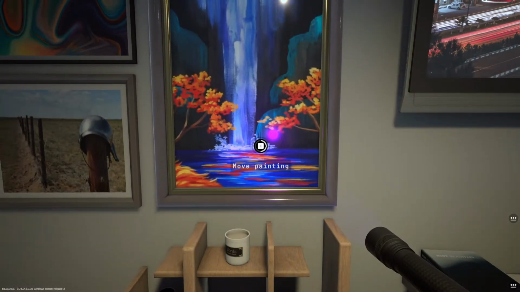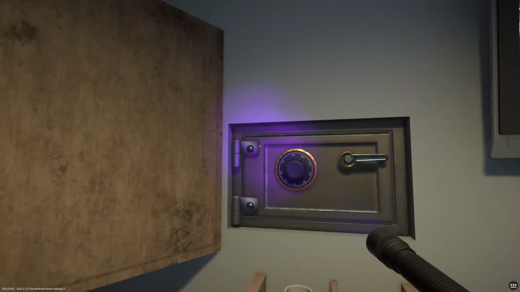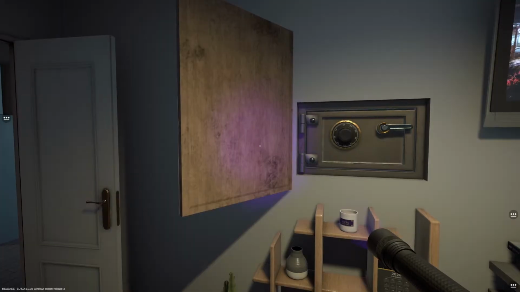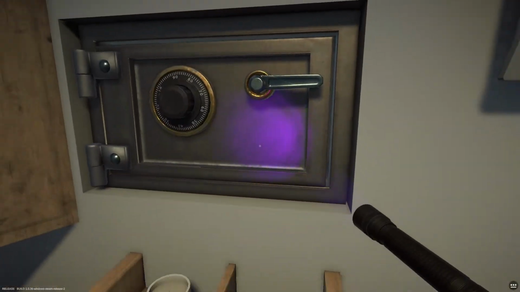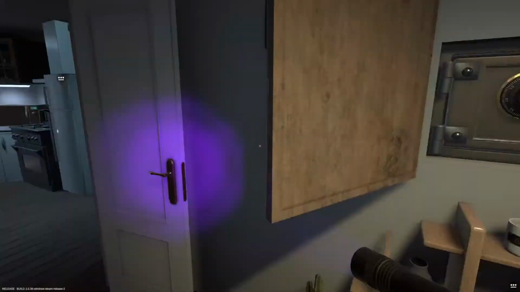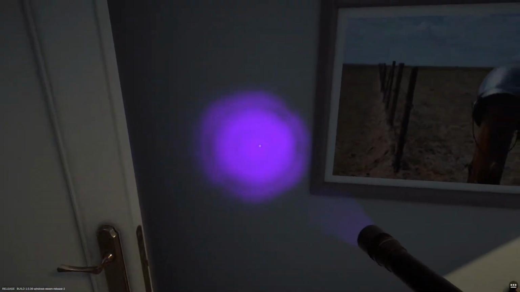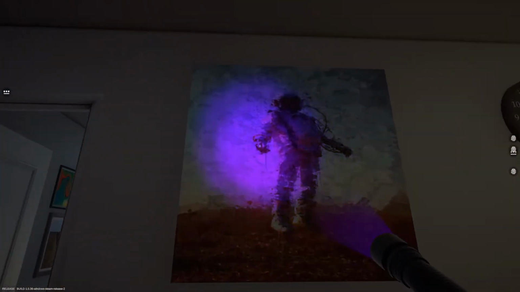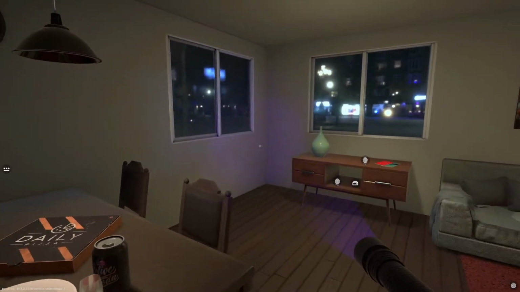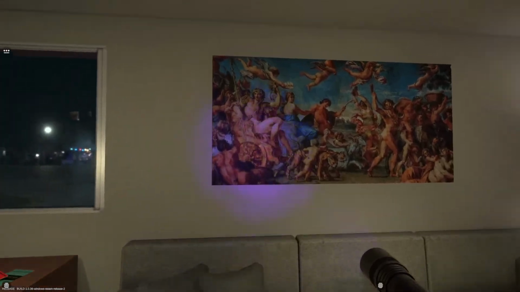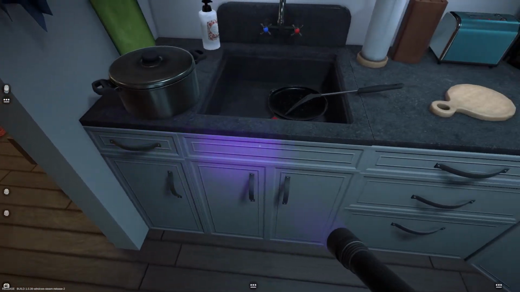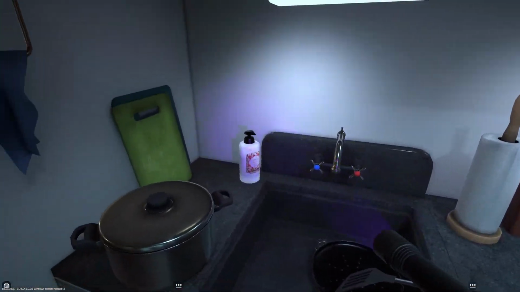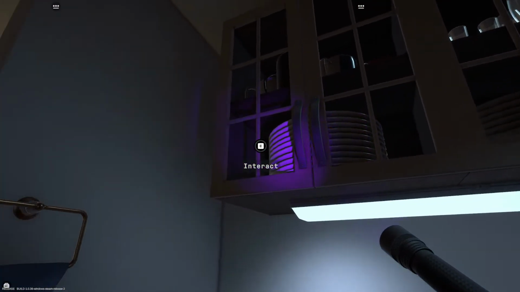Now let's move this painting. Oh. Okay. That's interesting. Alright, we'll definitely come back to that. Okay. Just want to make sure we didn't miss anything. It's very easy to miss things. Gotta be thorough here.